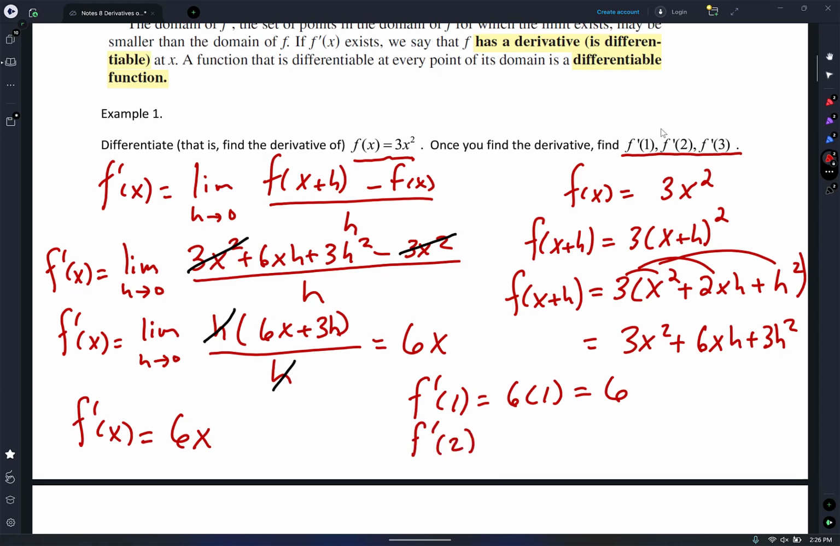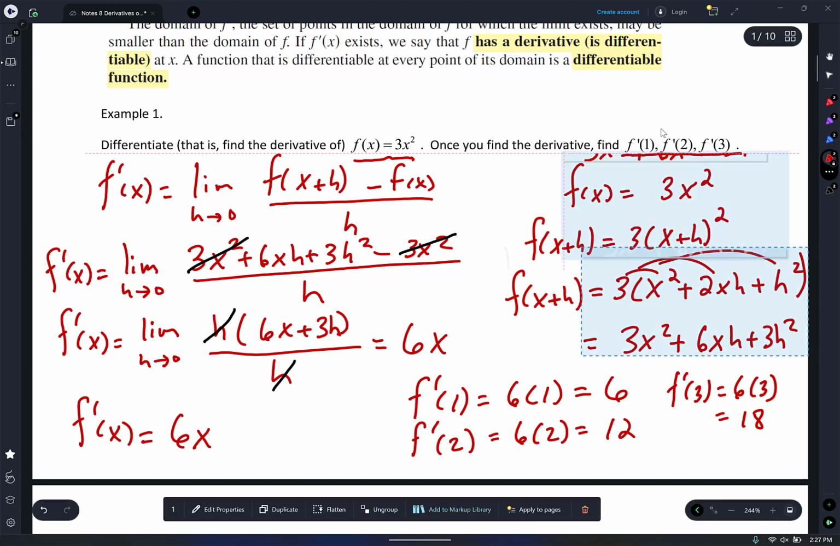F prime of 2, the tangent of what? The tangent of 3x squared at x equals 2. So f prime of 2, 6 times 2 is 12. So my tangent slope at x equals 2 for the function 3x squared would be 12. F prime of 3 equals 6 times 3, which equals 18. Your tangent slope at x equals 3 would have been 18. How do we feel? Nothing crazy, right? Okay. Let's go to the next one.